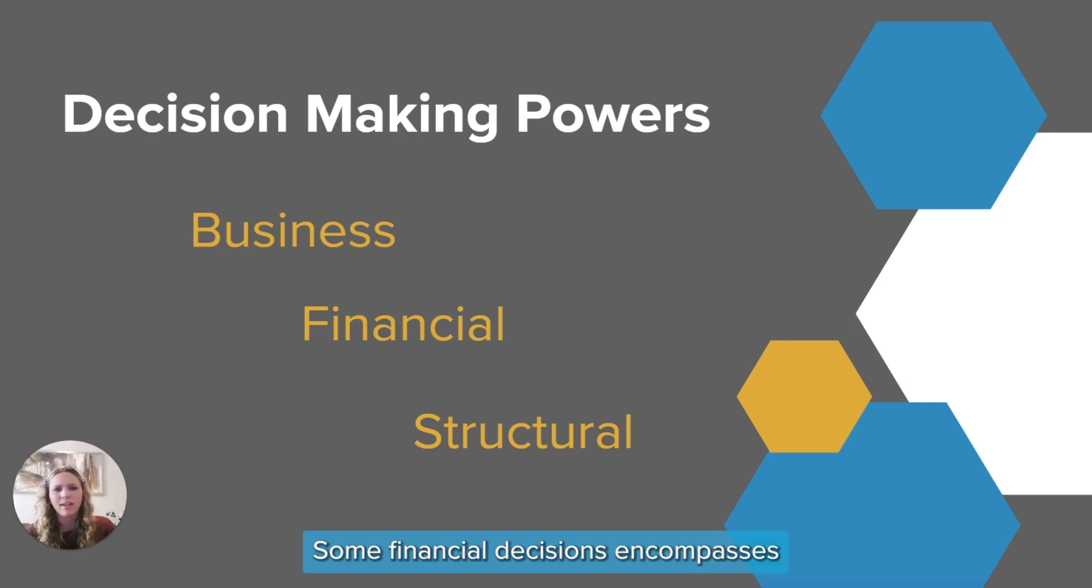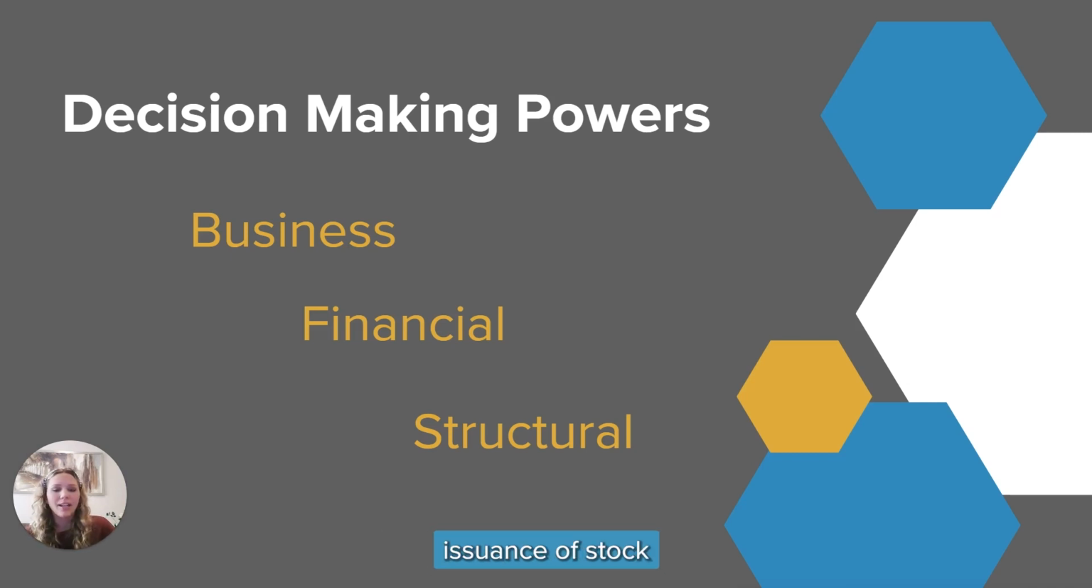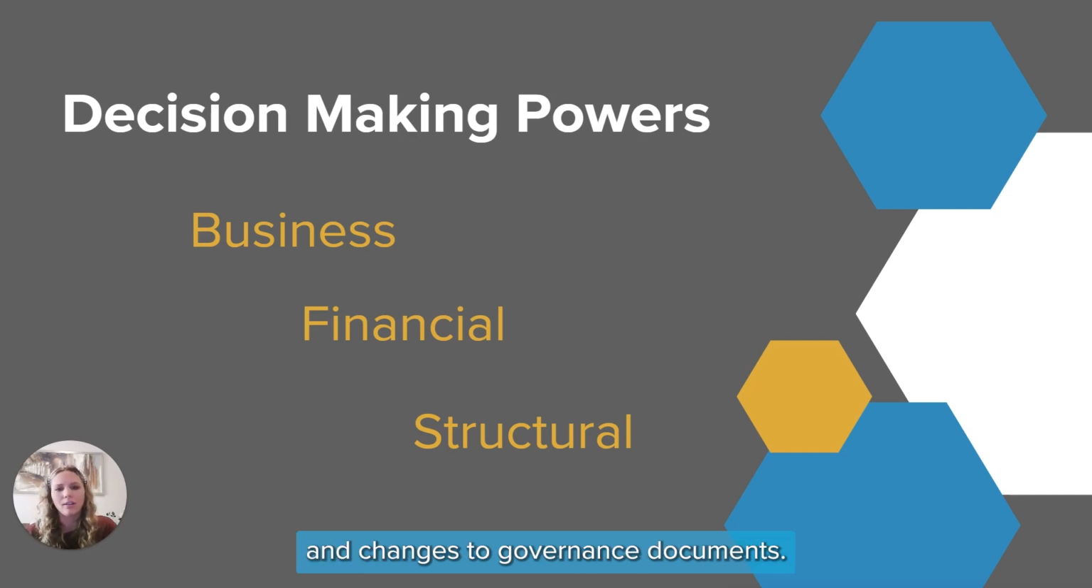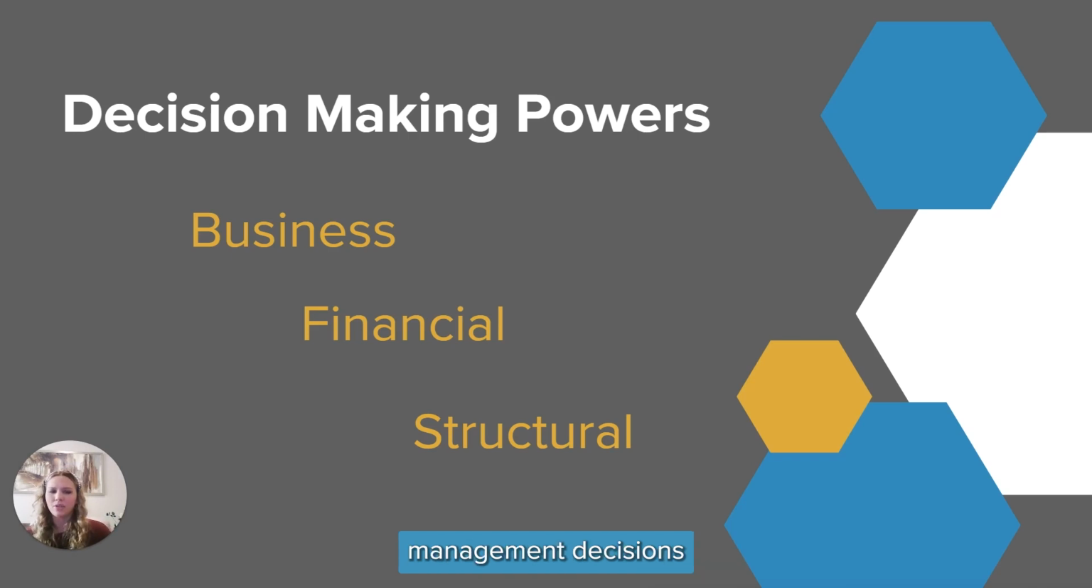Some financial decisions encompass major asset transactions, investments, budget approvals, issuance of stock, and financial structuring. The structural decisions involve corporate restructuring, mergers, dissolutions, and changes to governance documents. It's important to note here that these are all major, important decisions. Those who are making smaller management decisions might not be making these as significant of choices.